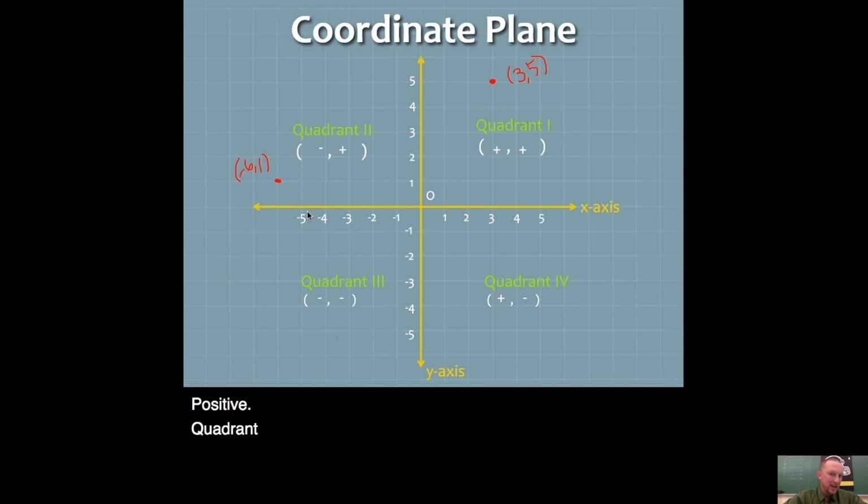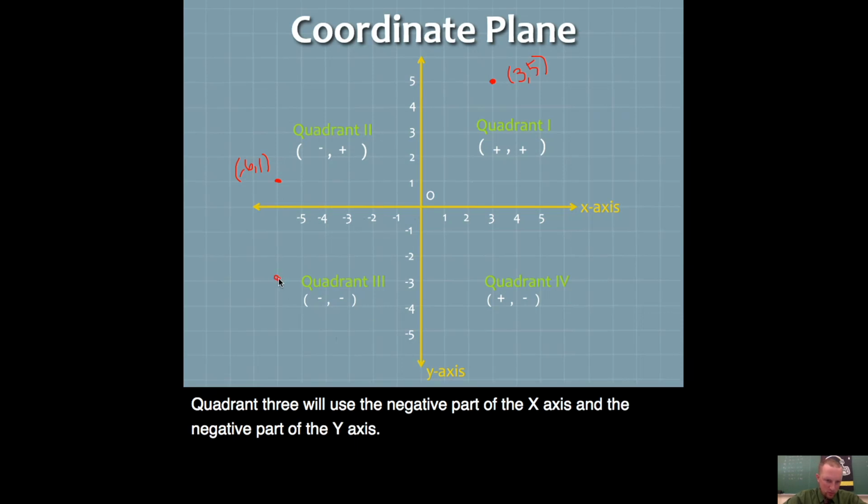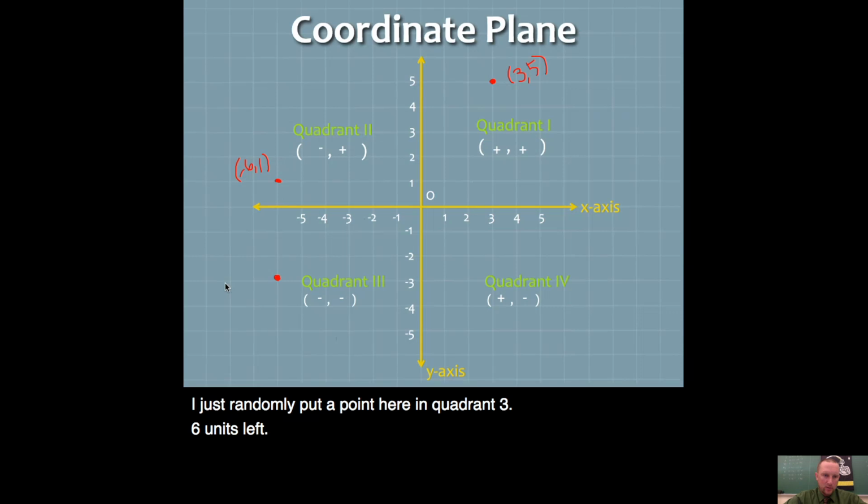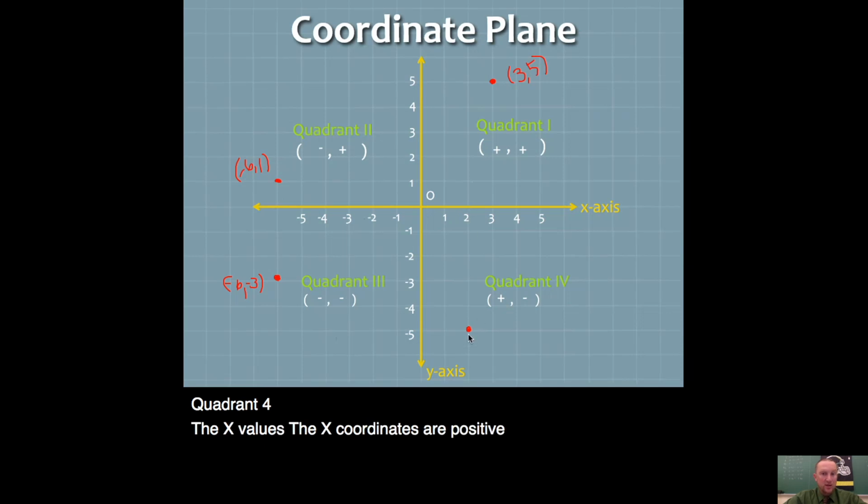Quadrant 3, we use the negative part of the x-axis and the negative part of the y-axis. I'll just randomly put a point here in quadrant 3. 6 units left, 3 units down. -6, -3. Quadrant 4, the x coordinates are positive and the y values are negative. So this guy lives at 2, -5.